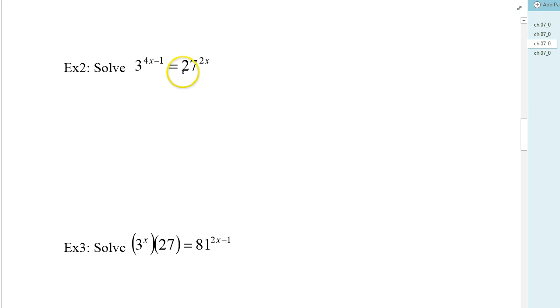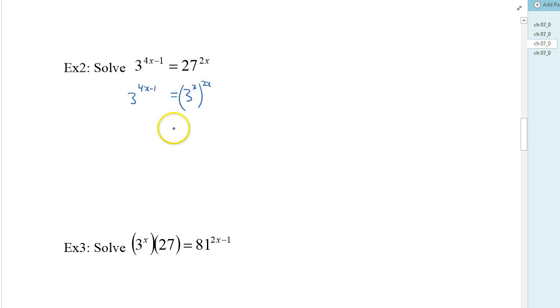3, and this one is a base of 27. I'm going to go, oh wait, I know that one. 27 is the same thing as 3 to the power of 3. So wherever I saw the 27, I'm now going to write 3 to the power of 3. Now that is to the power of 2x. Okay, and the left-hand side is still the same.